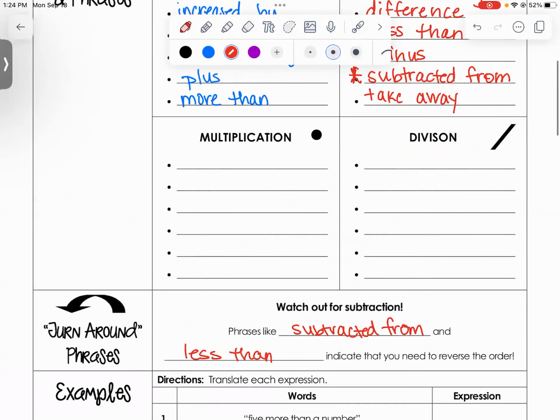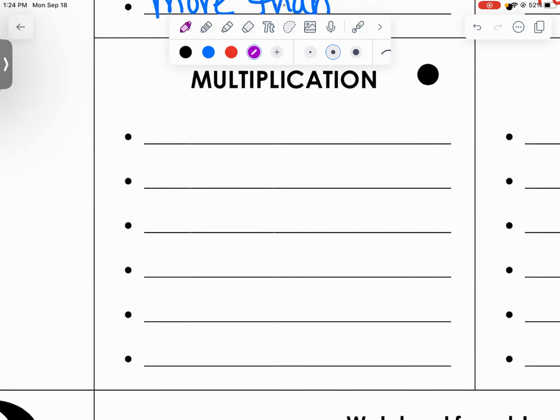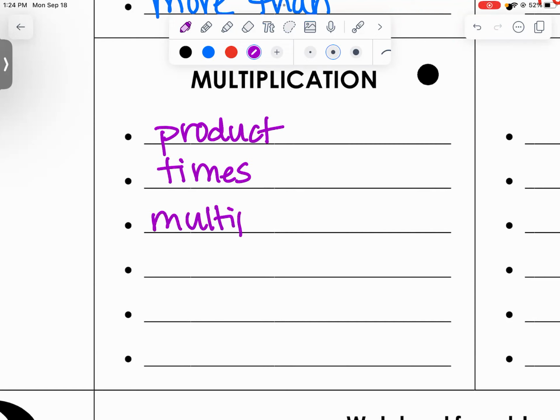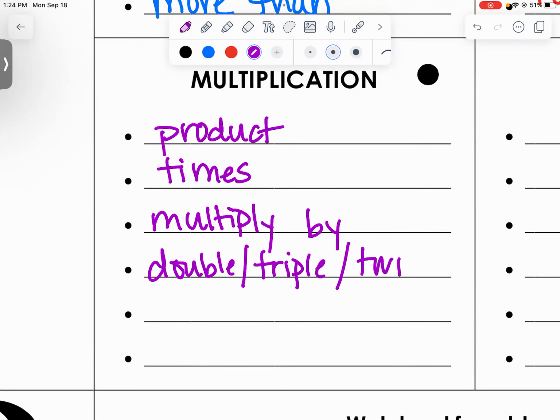Okay. All right, let's talk about multiplication. Words or phrases that mean we need to multiply. Reagan. Product. Kadem. Okay, Reagan. What else? Aiden? Okay, good. Double. Triple. Or words like twice. Double, triple, twice. That is giving you the specific number that we need to multiply by.